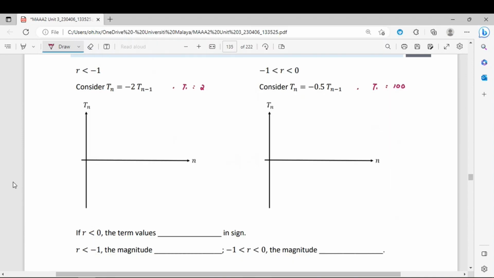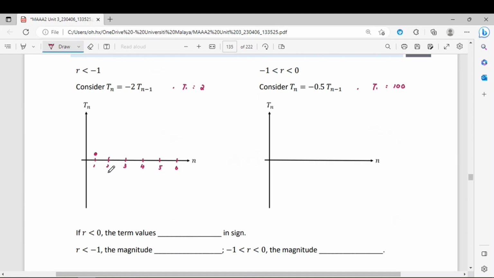Let's try to draw it. We will be drawing 6 only because there's not enough space, but I generated 8 so that you are able to see them clearly. The first one is a positive number, because our T1 is 2, so it's here. Then the next one becomes -4 already.